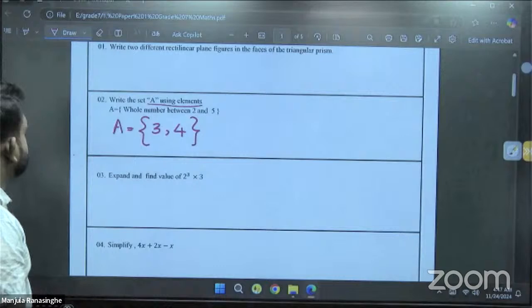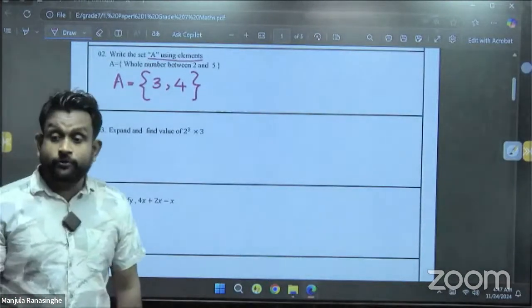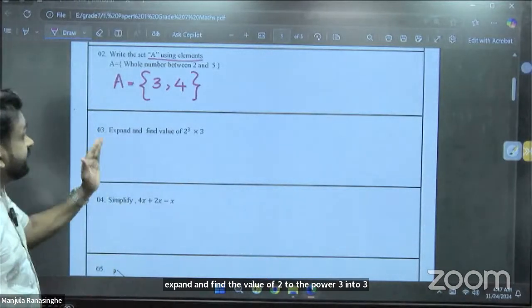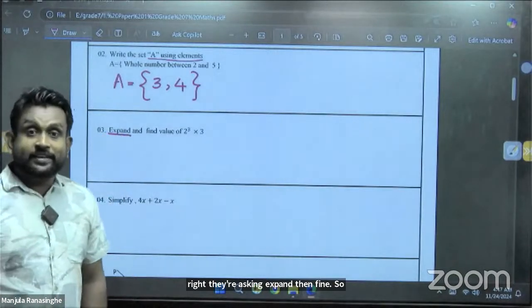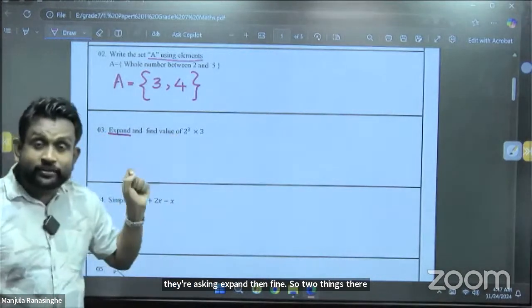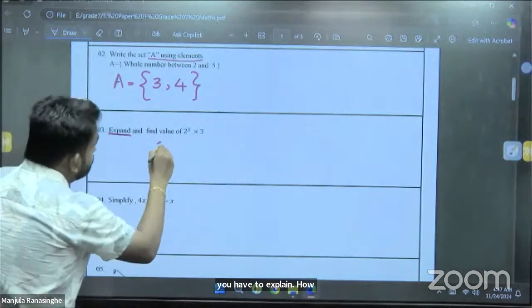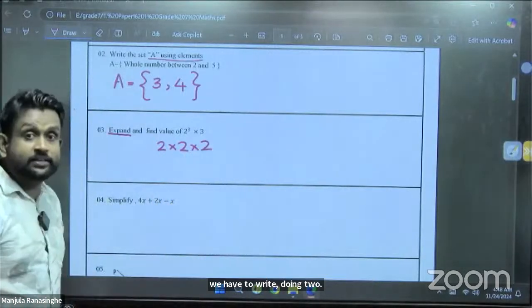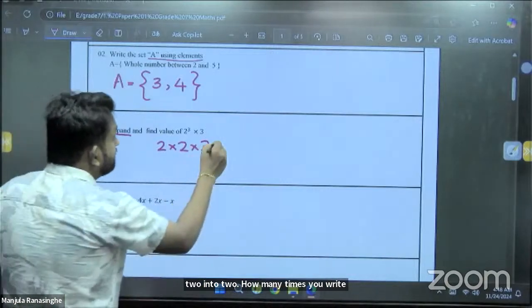Right, now we move to question number 3. Expand and find the value of 2 to the power 3 into 3. They're asking to expand and find. So two things there. You have to expand. How to expand 2 to the power 3? You have to write 2 into 2 into 2. How many times do you write? 1, 2, 3 times. Okay. Then into 3.